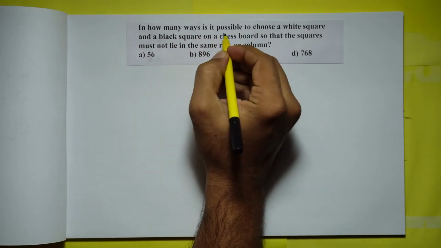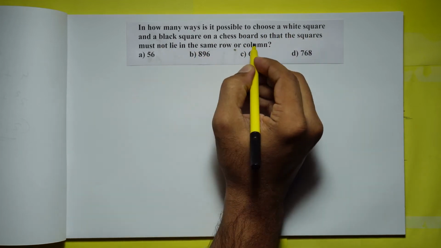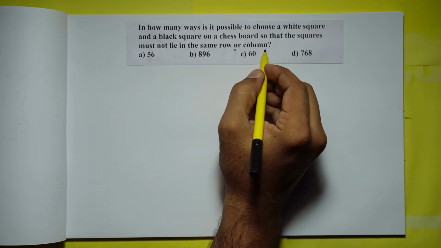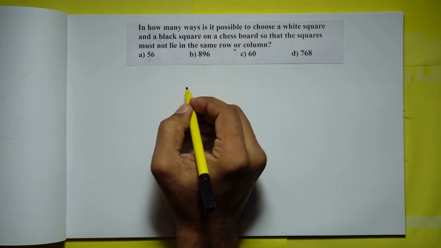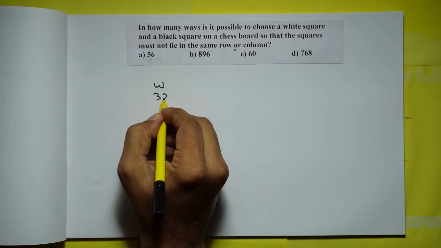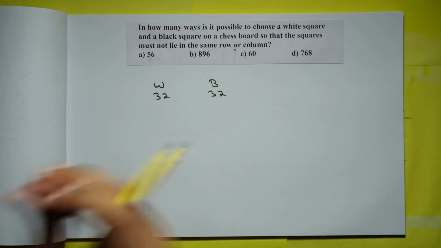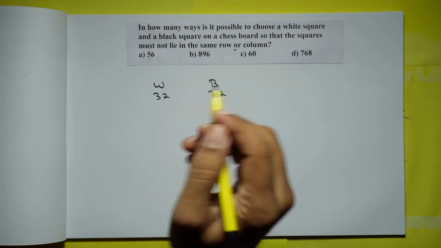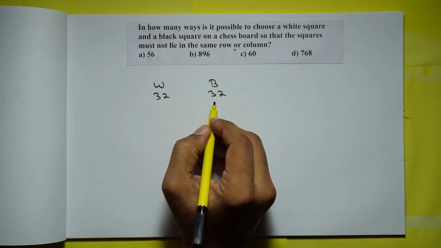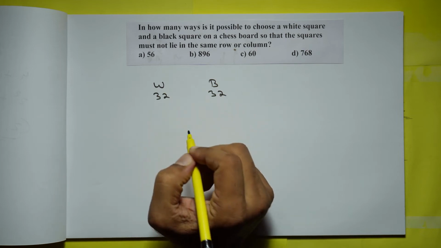In how many ways is it possible to choose a white square and a black square on a chessboard so that the squares must not lie in the same row or column? Now altogether 64 1 into 1 squares are there, out of which 32 of them are white and 32 of them are black. Now we need to find the number of outcomes where we choose a white and a black such that those two squares do not lie in the same row, and they should not lie in the same column either.